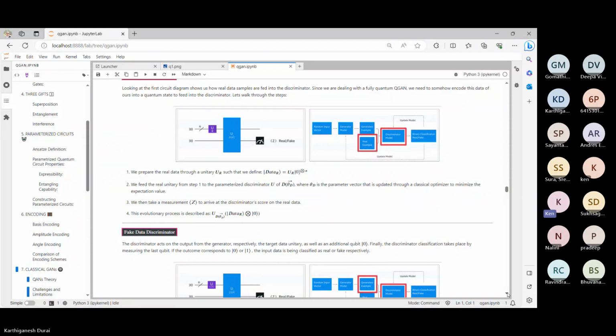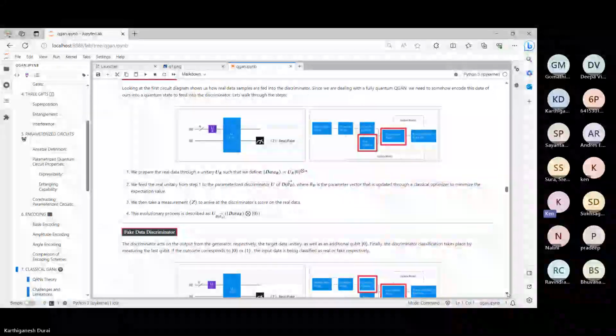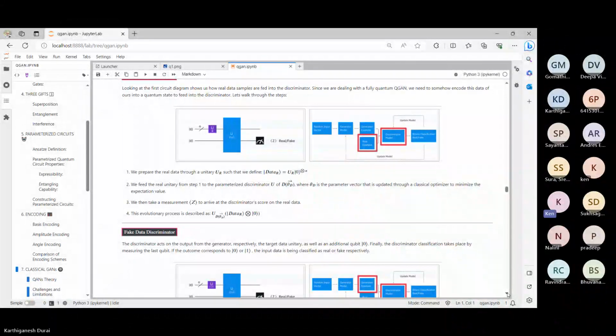Okay, and then we take a measurement Z to arrive at the discriminator score on the real data. And so this evolutionary process is described as the unitary U(θ_D) acting on the state vector |D_real⟩, tensor product with the number of qubits that we have. So it just shows how our state vector moves through up until it gets to our measurement.